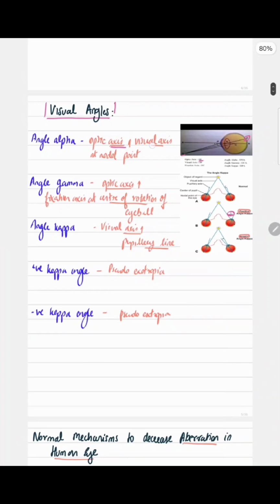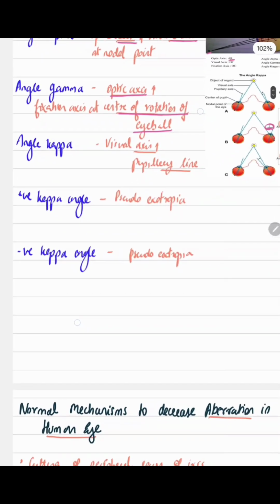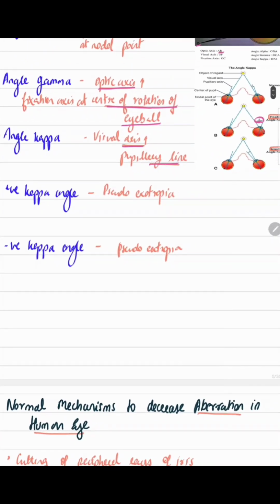Angle alpha is between the optic axis and visual axis. Angle gamma is between the optic axis and fixation axis at the center of rotation of the eyeball. Angle kappa is between the visual axis and the pupillary axis.